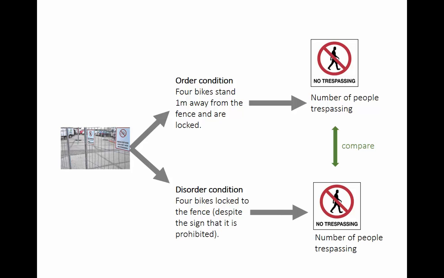4 bikes stand 1 meter away from the fence and are locked. And the disorder condition, 4 bikes locked to the fence, despite the sign that that is prohibited. And then they had somebody standing there, a student assistant, counting how many people walked through this gap in the fence.